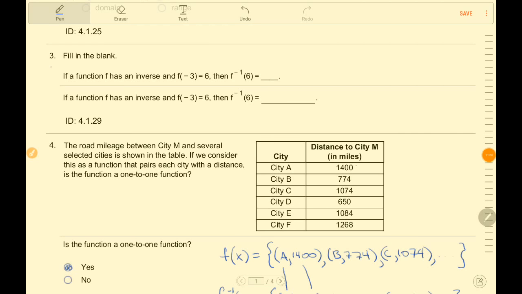And now let's look at number 3. It says if a function f has an inverse and f of -3 equals 6, so that indicates the ordered pair on f. It indicates that the ordered pair negative 3 comma 6. If that is one of the function values for f, then for the inverse function, we would say it would have to contain the point 6 comma negative 3.